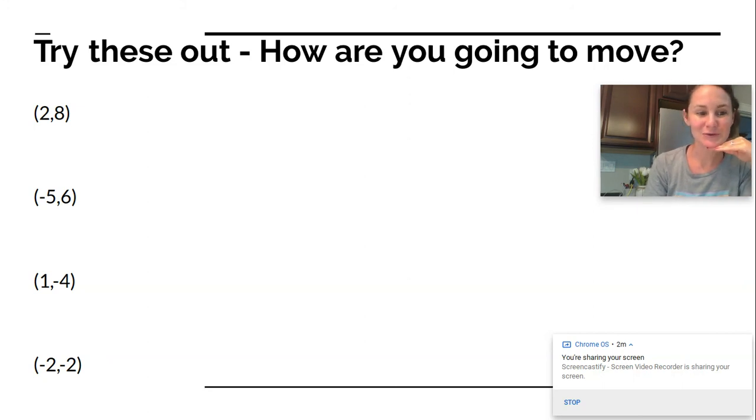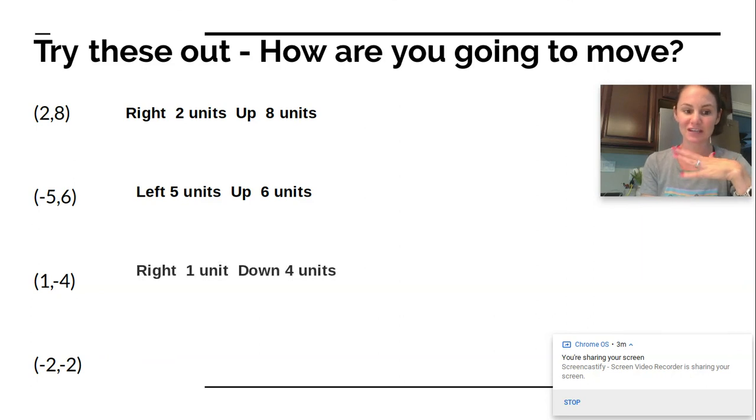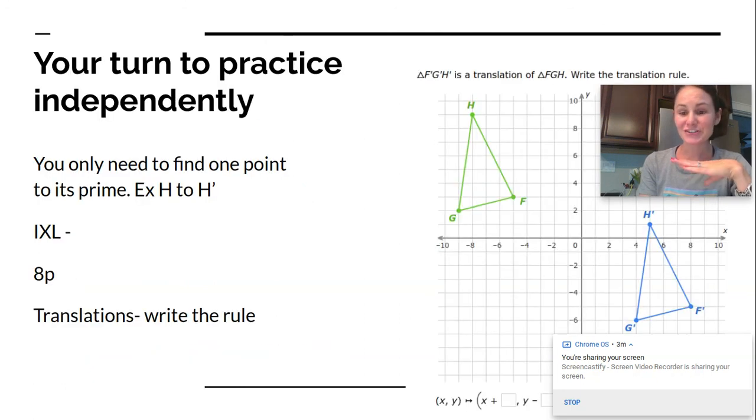Which way you're going to be moving. That first one, 2, 8, means right 2 units, up 8 units. You should be able to do this even without the grid, just using those notes you just took. -5, 6 means to the left 5 units, we're going back, and then up 6 units. It's a +6. You can keep looking at these as good practice. All right, your turn to practice independently.